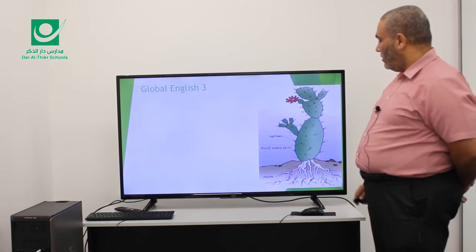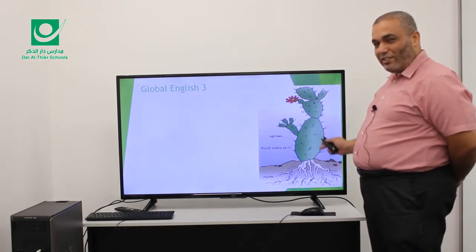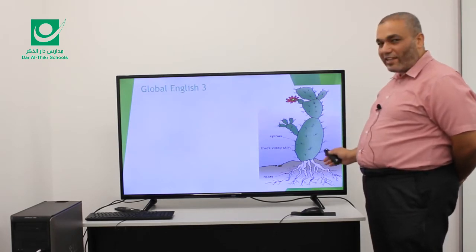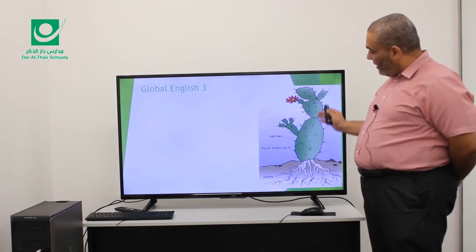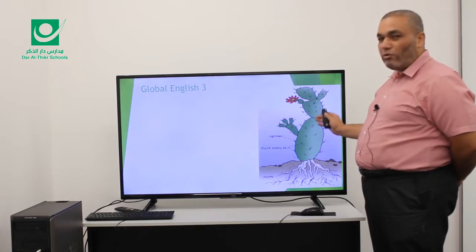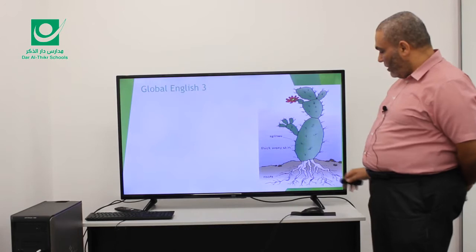Okay. Look at the picture now. Do you know this plant? We took it in lesson 1. This plant is called cactus. This plant can stand hot weather in the desert. It's called cactus. If you look at the following plant, you see roots.